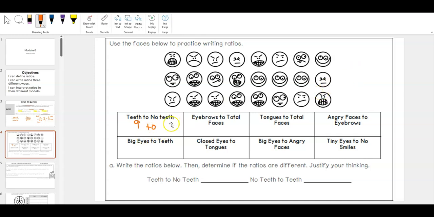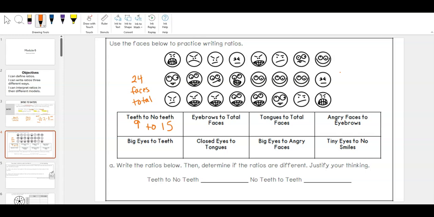I could do a colon or a fraction bar and then no teeth. So 1, 2, 3, 4, 5, 6, 7, 8, 9, 10, 11, 12, 13, 14, 15. So I have 9 to 15. Now, if I add those together, I would get 24 faces total. And let's just double check we counted correctly.